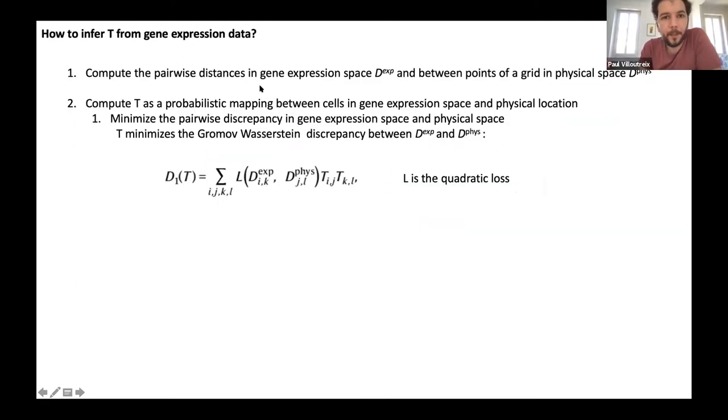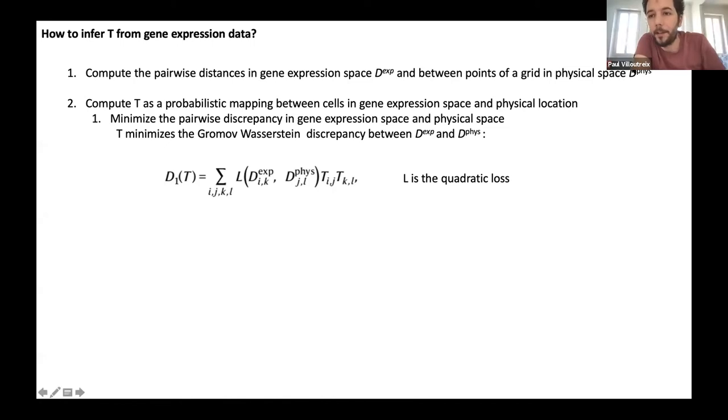So a bit more mathematically, how do you infer T from gene expression data? And this is the scope of this Gene Expression Cartography paper. So first you need to compute the pairwise distances in the gene expression space between each of the cells. So you get a matrix D_EXP, which is number of cells times number of cells. And for each pair of cells you have an entry that gives you how far they are or how similar they are.